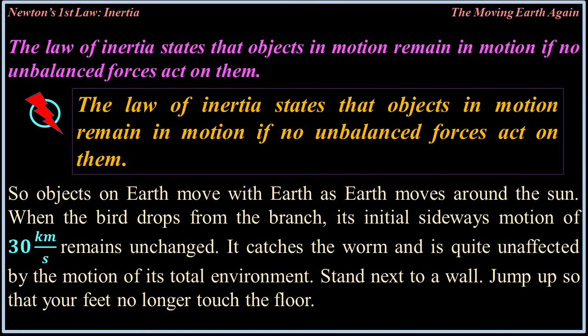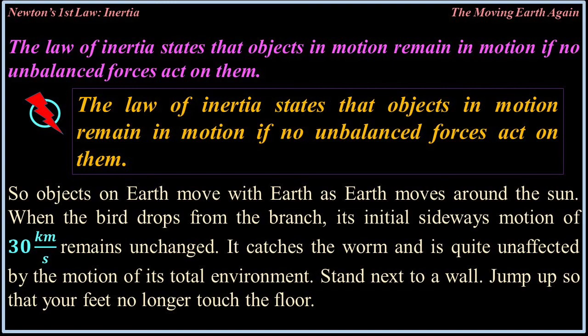The law of inertia states that objects in motion remain in motion if no unbalanced forces act on them. So objects on Earth move with Earth as Earth moves around the sun. When the bird drops from the branch, its initial sideways motion of 30 kilometers per second remains unchanged. It catches the worm and is quite unaffected by the motion of its total environment.